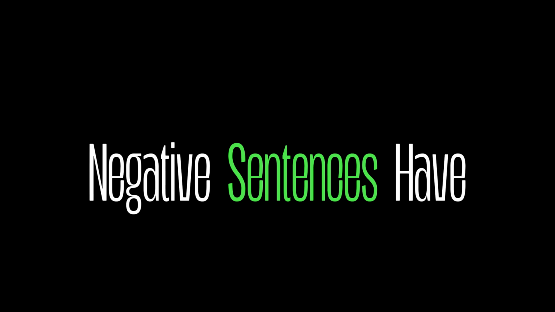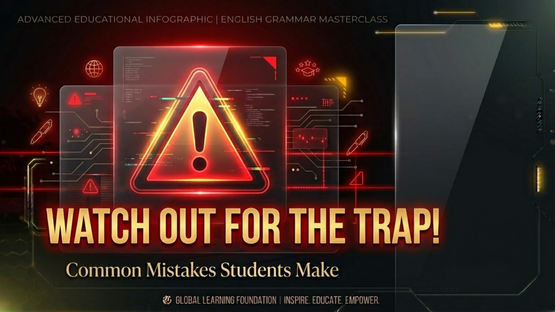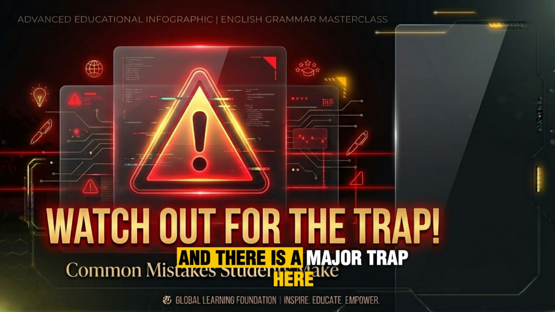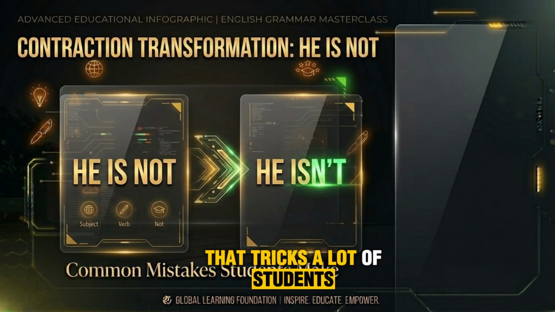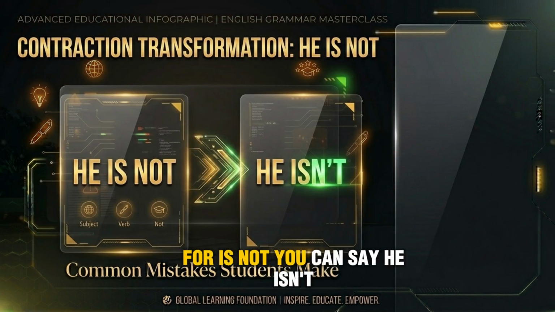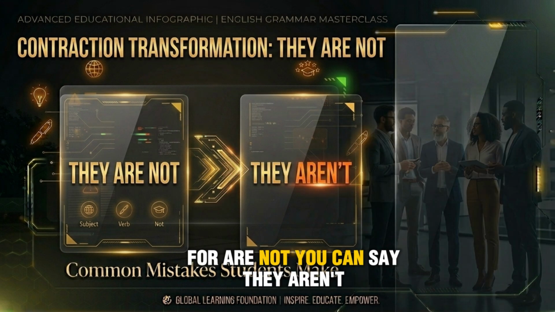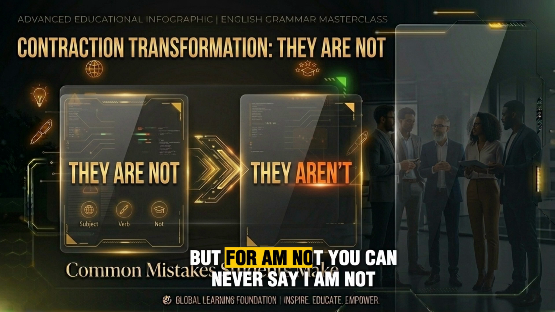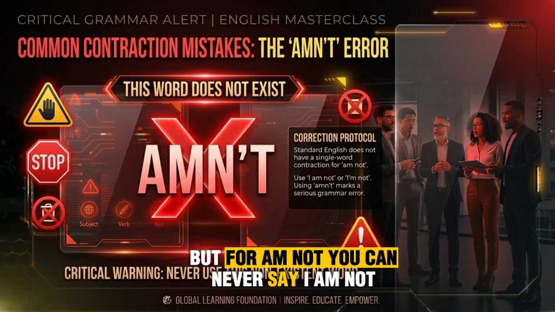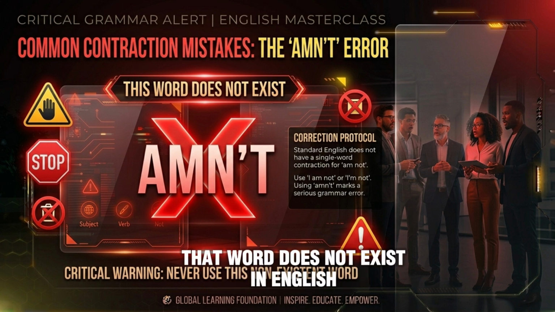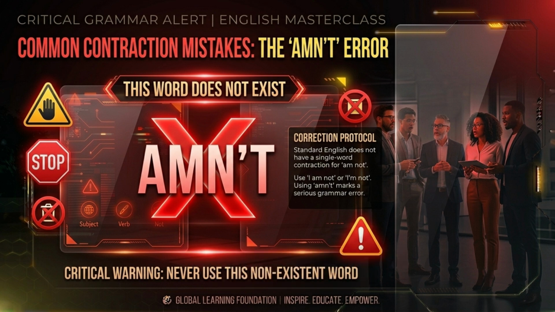But be very careful. Just like positive sentences, negative sentences have short contraction forms, and there is a major trap here that tricks a lot of students. For is not, you can say he isn't. For are not, you can say they aren't. But for am not, you can never say I amn't. That word does not exist in English. The only short way to say it is I'm not. Remember that trap.